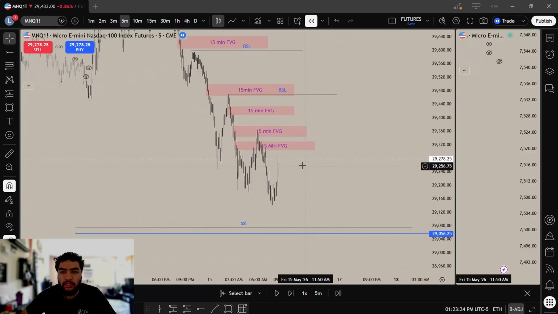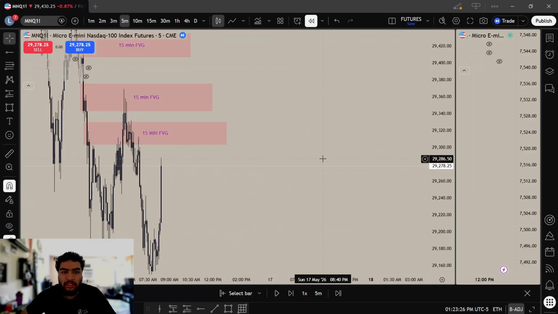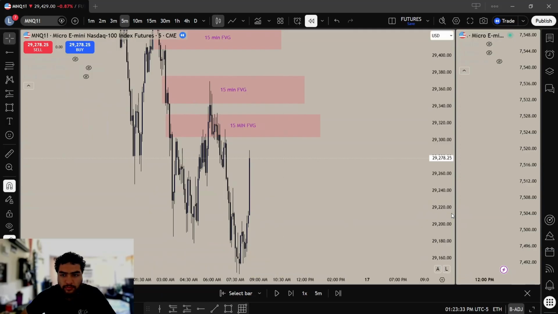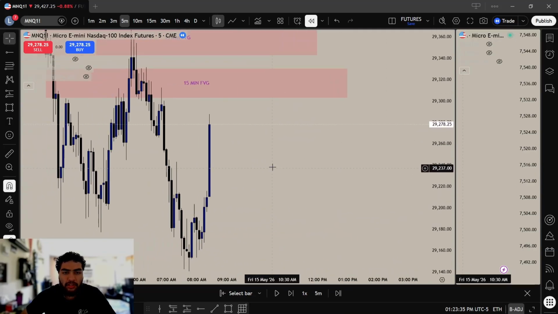So we're on the 5-minute time frame. We got all these 15-minute fair value gaps. This is 8:25. 8:30 is the next candle, so this is all before market opens. This is what we're going to be looking at.